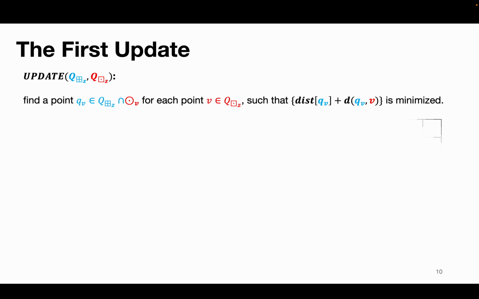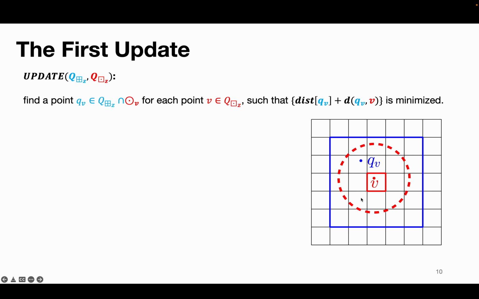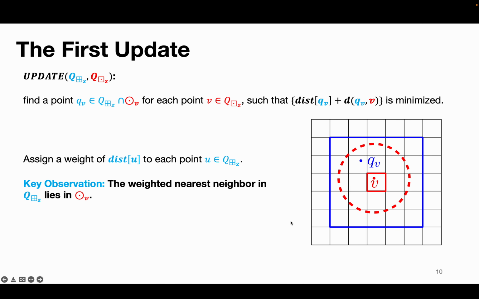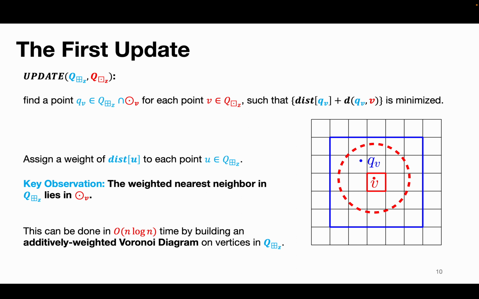In the first update, we need to find a point QV in this red circle for each red point V in this small red square, such that this formula is minimized. If we assign a weight of dist U to each blue point in this big blue square, which is the patch of Z, then we have a key observation that the weighted nearest neighbor of each red point in this big blue square must lie in this red circle. So we can finish the first update by building an additively weighted Voronoi diagram on vertices in this big blue square. This can be done in n log n time.